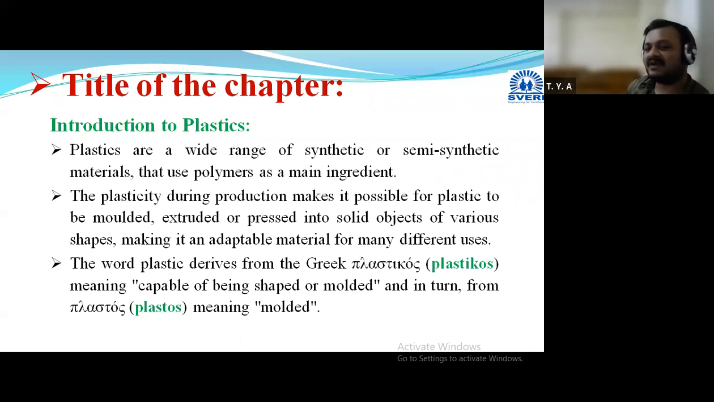Synthetic or semi-synthetic material means we are doing some chemical changes. Whichever material is naturally in existence, in that we are doing some chemical changes, artificially changing it. That is termed synthetic or semi-synthetic material. Are you getting this? There are some polymer materials, and in them we are doing some chemical changes. That is nothing but synthetic or semi-synthetic material.